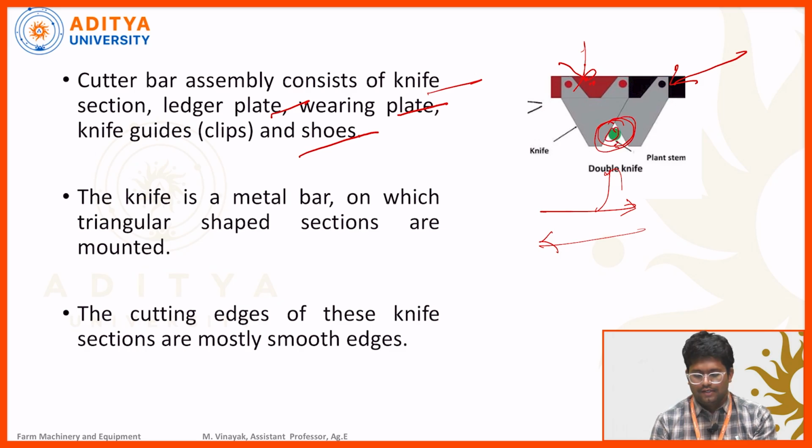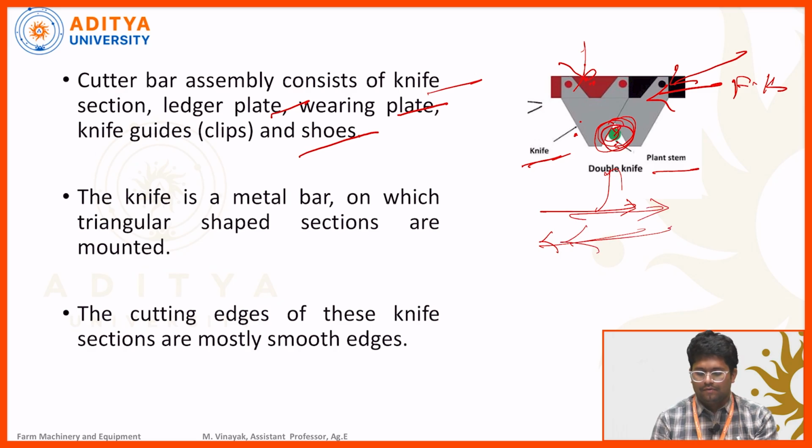The green color indicates the plant stem, the red color indicates the movable knife, and this black section is called the fixed knife. This knife can be moved in forward and reverse directions, and the plant material will be harvested. For harvesting this plant material, different components will help.